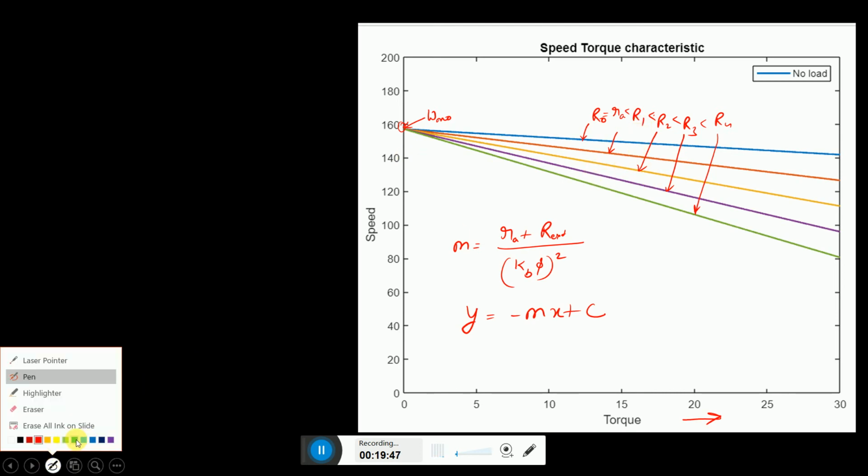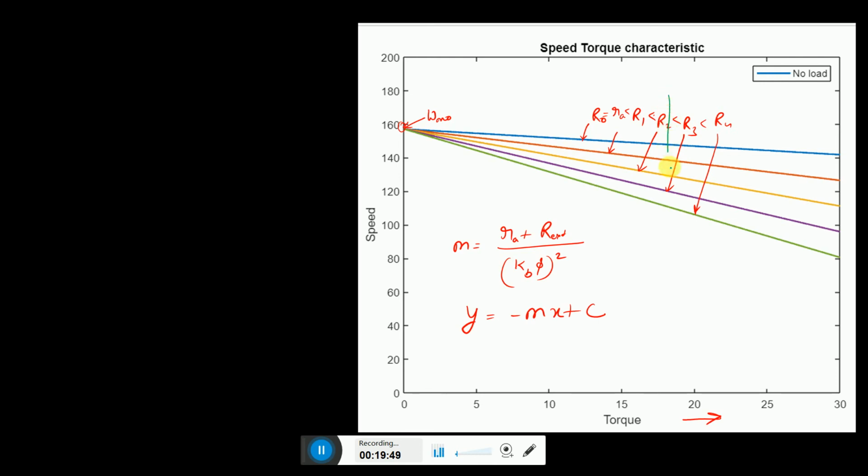So if you have a load torque of some value and you increase the armature resistance, your speed will decrease in this way. If you have a very heavy load and you increase the armature resistance, the speed will also decrease in a higher ratio. So it depends on the load torque, which decides how it is going to decrease.